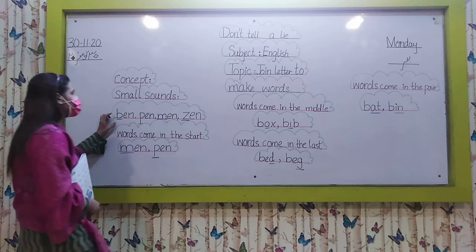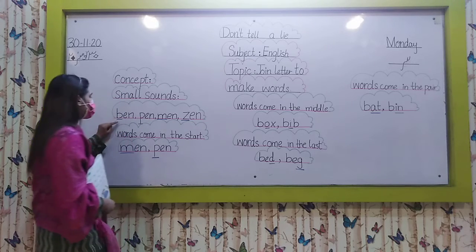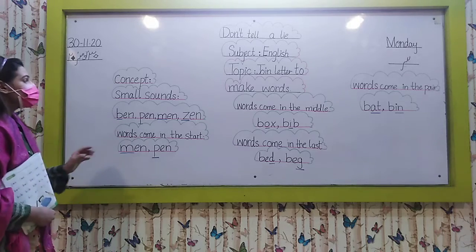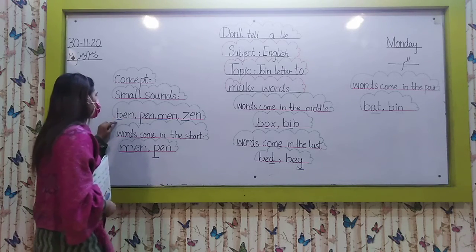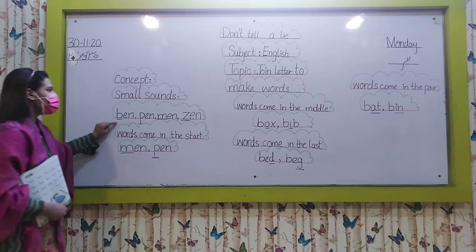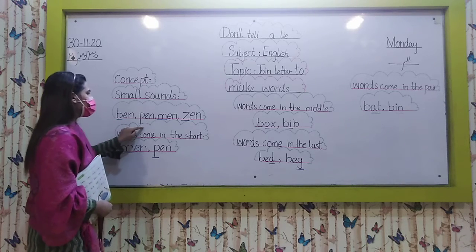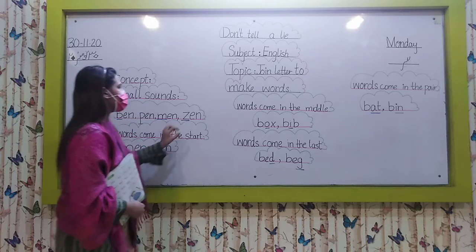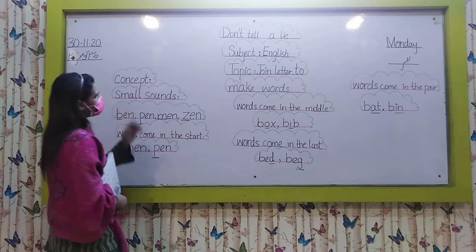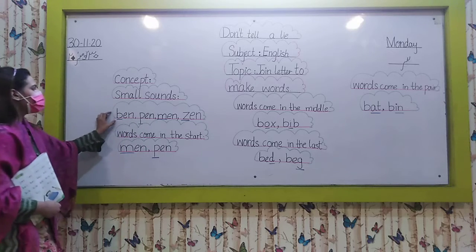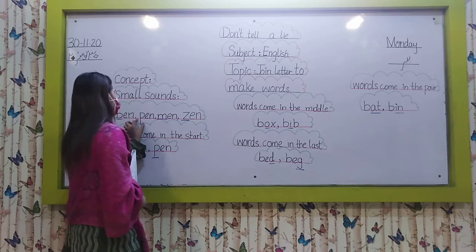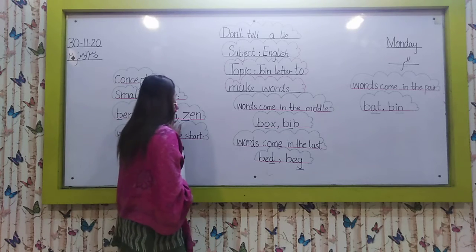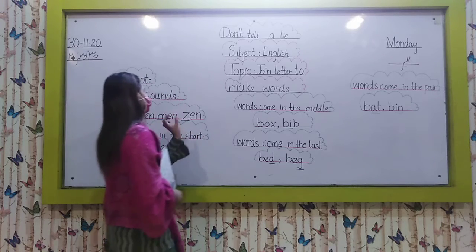Okay, the first letter is a small letter. B is a small letter. P is a small letter. M is a small letter. And Z is a small letter. Again, repeat with me. B and ben. P and pen. M and men. Z and zen.